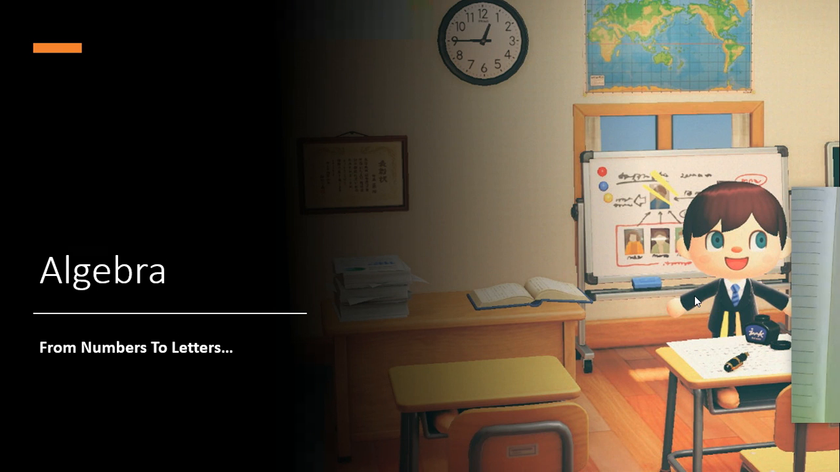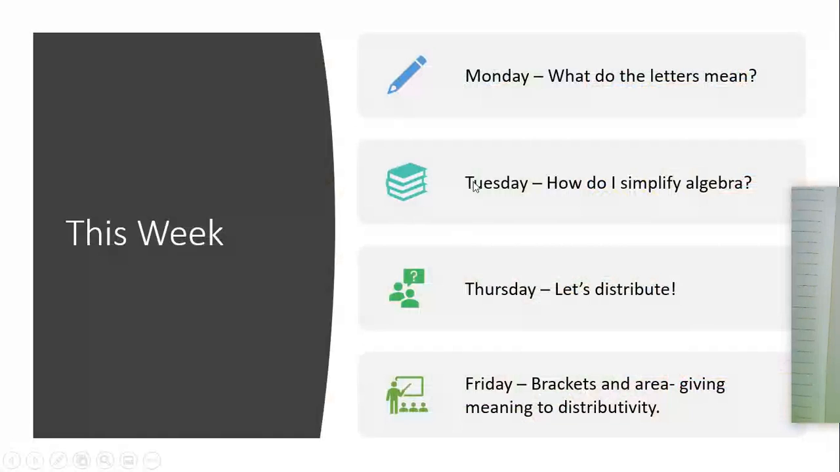We're going to look at algebra now, and over the next few weeks of lockdown, we're going to do a small algebra course, a kind of introduction to algebra. We're going to look at a whole bunch of different things. So we're going to start this week. We've got 4 different lessons. We've got: what do the letters mean? How do we simplify algebra? Let's distribute. And then we'll look at giving meaning to distributivity.